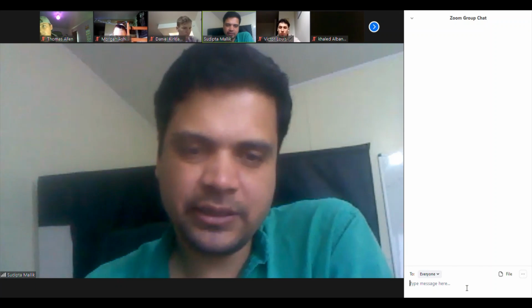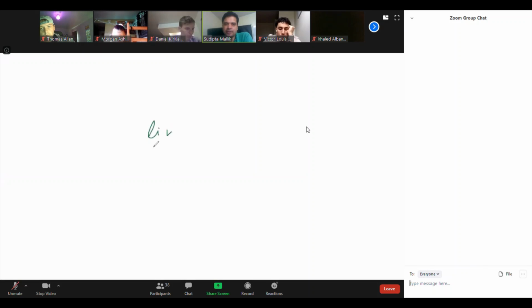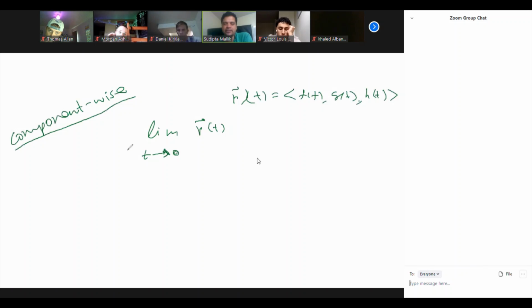Let's share a screen quickly. If you take the limit as t approaches 0 of r of t, and r of t is a function f of t, g of t, h of t, how do you take the limit? It's a one line idea. If you remember this, you don't have to memorize anything. Component wise. If you're taking the limit of a vector valued function, you're taking the limit of each component separately.